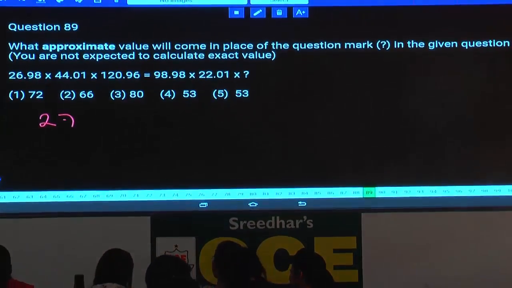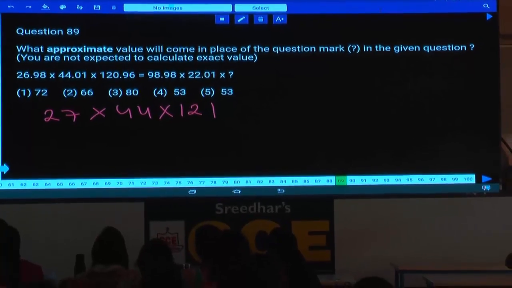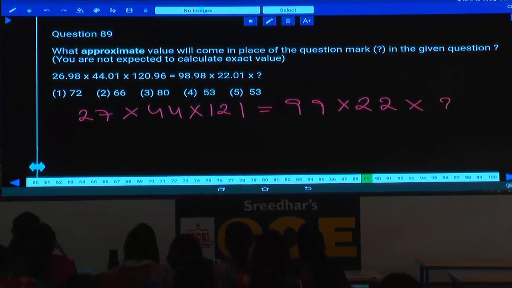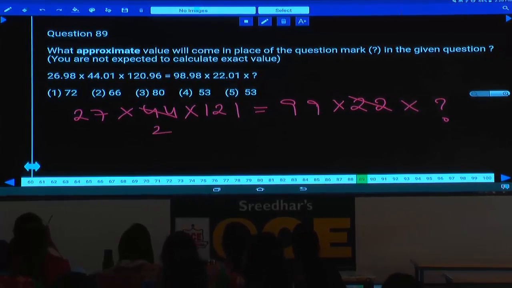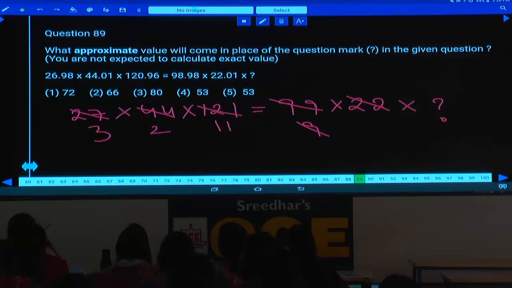27 into 44 into 121 is equal to 99 into 22 into something, right? Now 22, how many times? 2 times. 11, 9 times, 11, 11 times. 9, 3 times. 3 into 2 into 11, right?